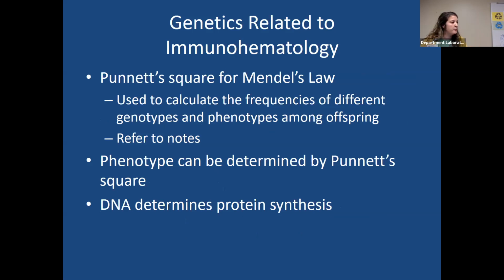We also talked about the Punnett square, demonstrating Mendel's law. Remember, you can use this to calculate frequencies. And so we will see this used in ABO. So if we have the genotype for mom and the genotype for dad, we can determine what the offspring could potentially be.